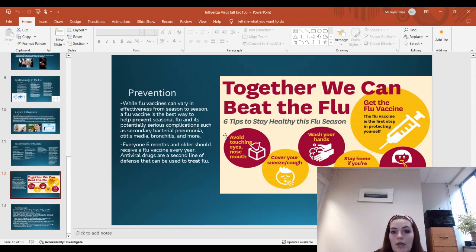And over here to the right, I did put a poster. It says, "Together we can beat the flu. 6 tips to stay healthy this flu season." The first one is get the flu vaccine. Avoid contact with sick people. Stay home if you're sick. Wash your hands or use hand sanitizer. Cover your sneeze or cough always. Avoid touching your eyes, nose, or mouth always, because you can always pick up some type of virus.